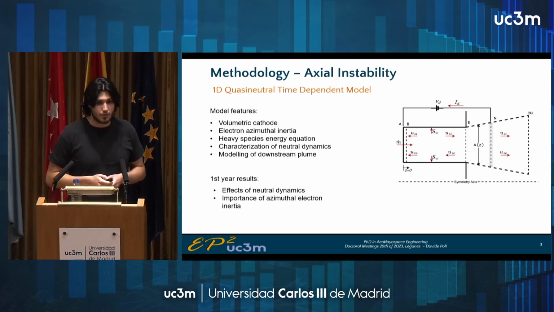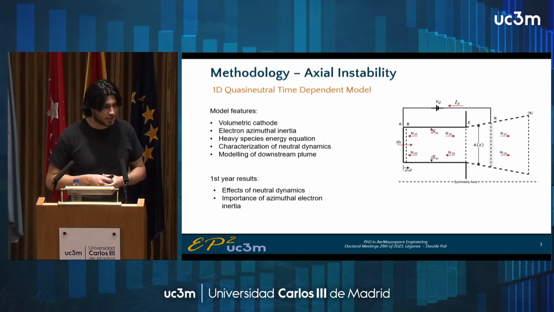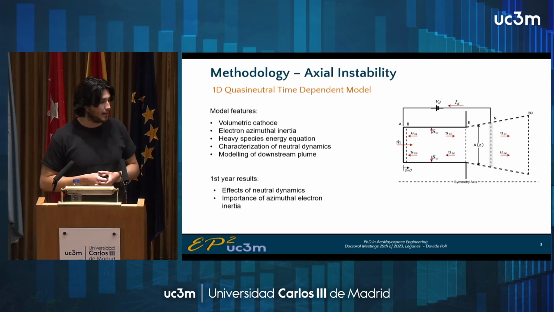This model introduces a series of novelties in the frame of time-dependent models, such as a volumetric cathode, the introduction of azimuthal electroinertia, and the complete characterization of neutral dynamics, and in general also heavy species, by the inclusion of an ion energy equation. Some results from the first year were the assessment of the importance of proper neutral modeling and the importance of the azimuthal electroinertia on the dynamical and stationary behavior of the thruster.